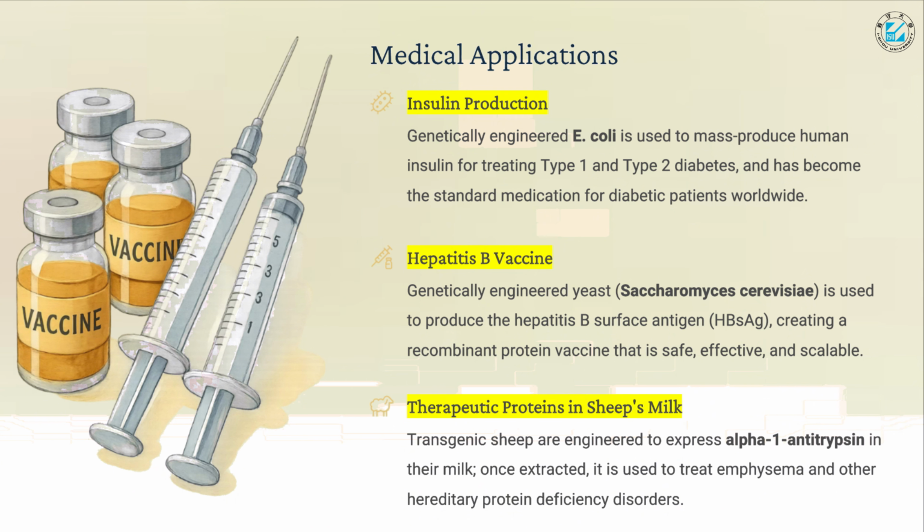The third example is the production of therapeutic proteins in transgenic animals. For example, sheep can be engineered to express human alpha-1 antitrypsin in their milk. After purification, this protein can be used to treat patients with alpha-1 antitrypsin deficiency and related lung disease. This example demonstrates that genetic engineering can be used not only to produce drugs, but also to prevent infectious disease and treat inherited protein deficiency.